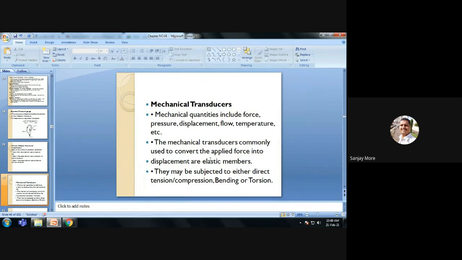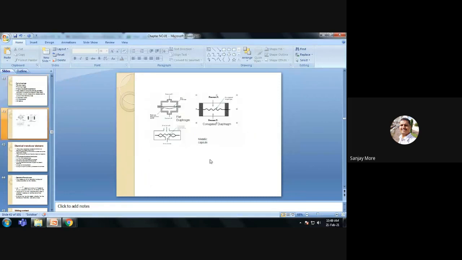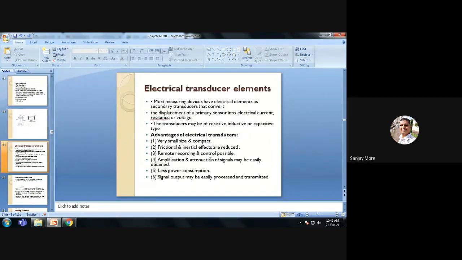Then mechanical transducer, example Bourdon pressure gauge. It includes force, pressure, displacement, flow, temperature, etc. The elements of a mechanical transducer are spiral, spring, torsion bars, proving rings, pressure sensing elements. The major examples of mechanical transducers are the Bourdon tube, diaphragm, and bellows. These are some diagrams of mechanical transducers: flat diaphragm, regulator diaphragm, and metallic capsules.